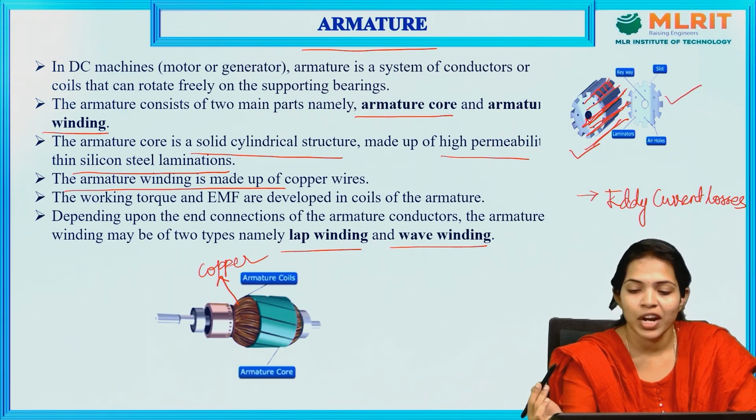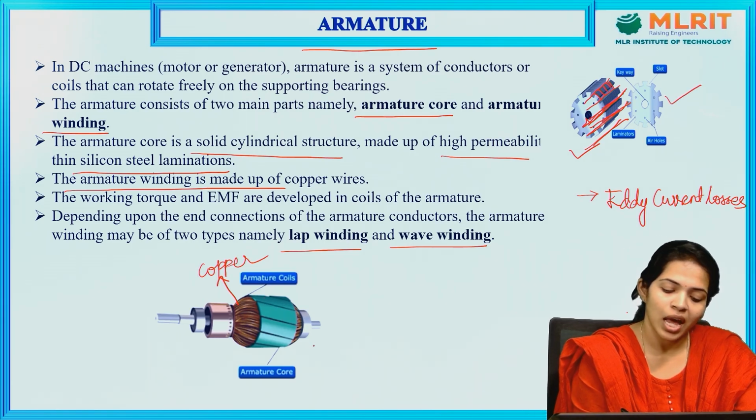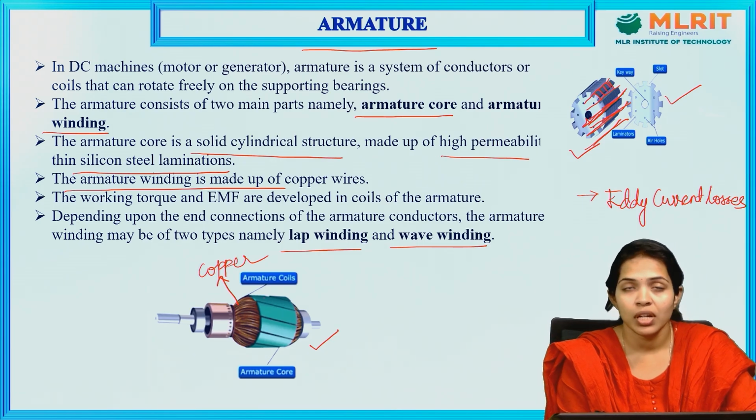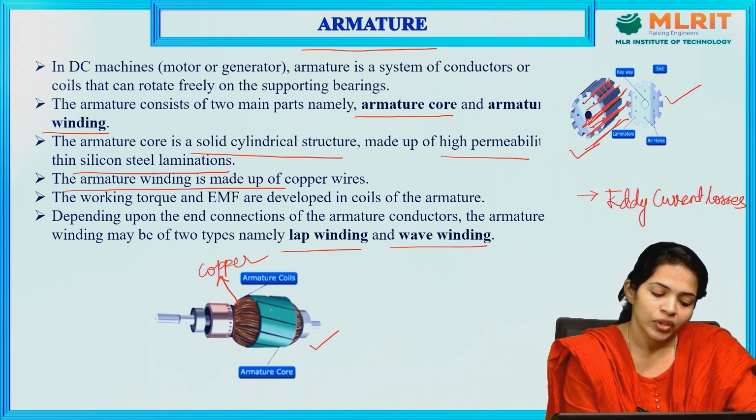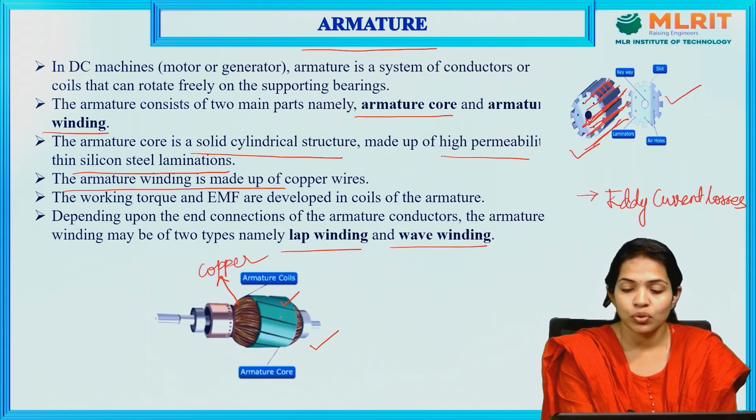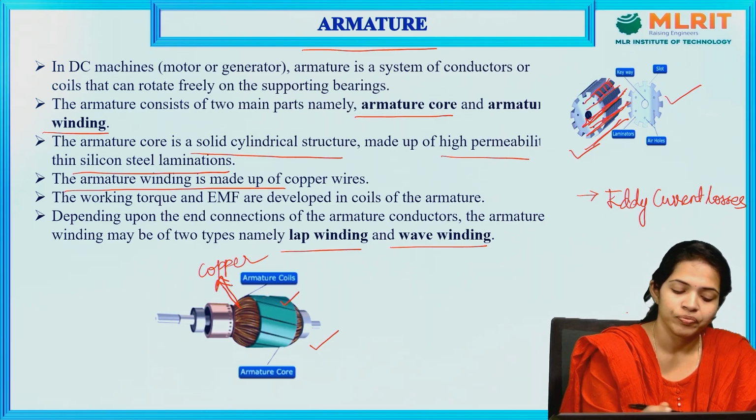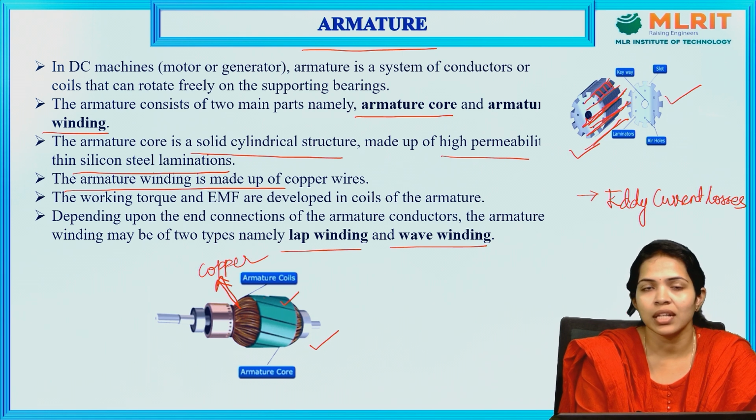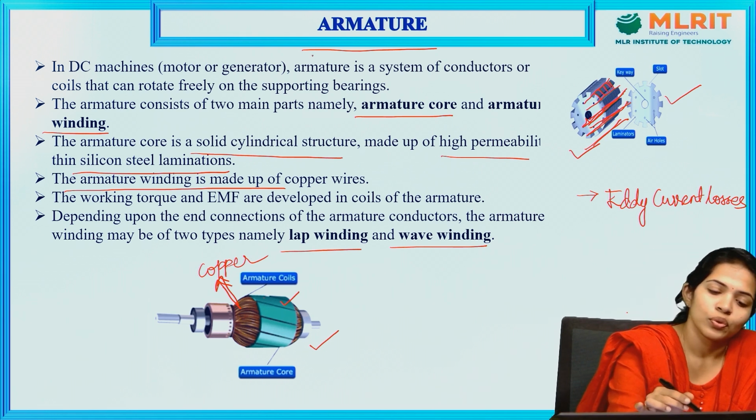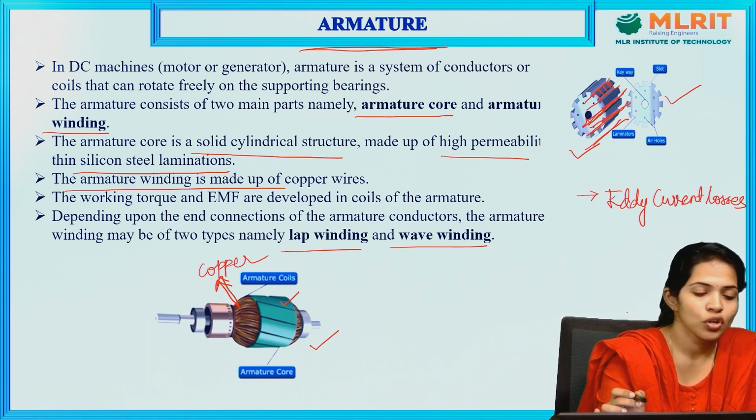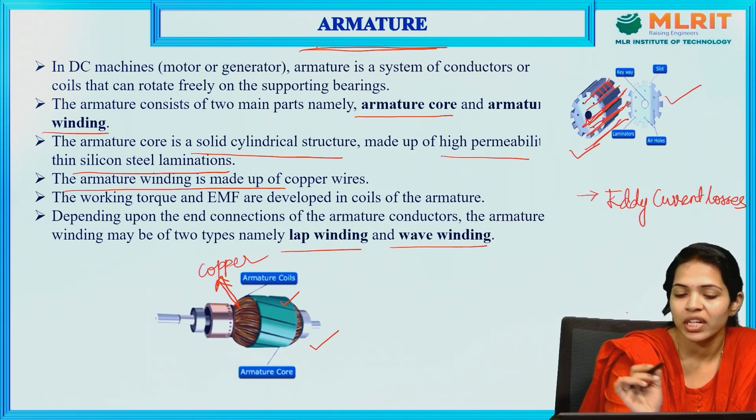This is the front view of this, and this we actually see when we cut through a machine, and this is visible when we see inside a DC machine. So these are nothing but the armature core, and these are nothing but the armature conductors, which actually carry the current in the armature. So coming to the armature, in short, it is a rotating part of the machine.